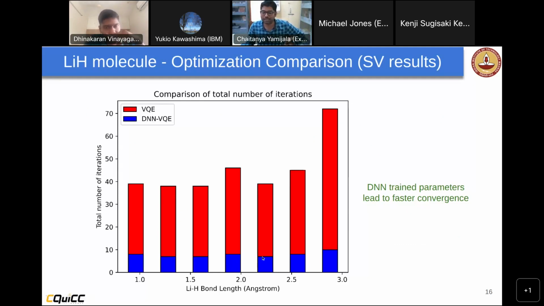You can clearly see that the number of iterations that you need for DNN-VQE is very low. Considering the amount of computational power that we need on real hardware, if you go with the DNN-VQE, the number of iterations will be less. That means the computational power that you require will be very less. So a faster convergence can be achieved if you start from DNN-trained parameters instead of randomly starting from some random thetas.